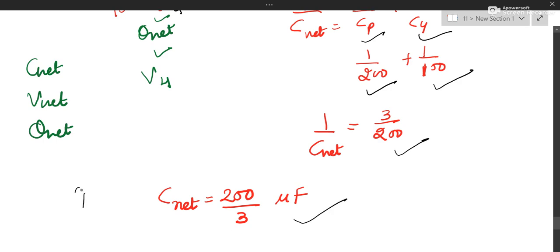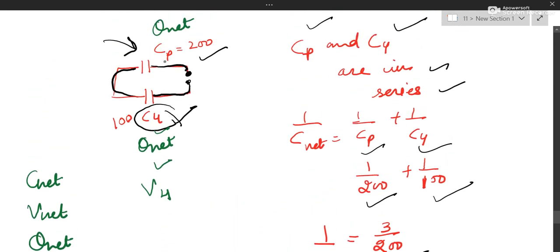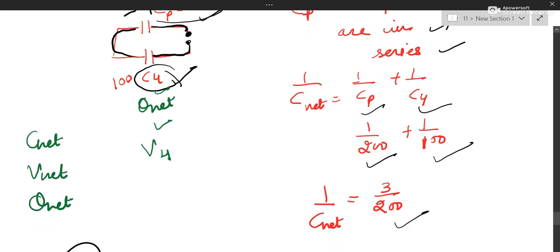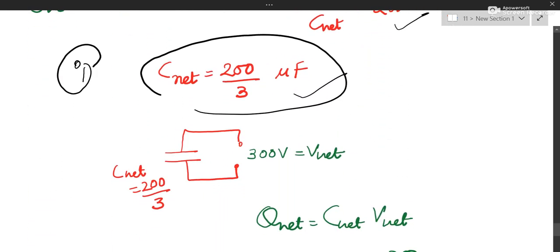So this is one part of the question, that the equivalent capacitance is to be told. Now the answer of both C4 and CP is C net, which is this. So draw that single capacitance. This is C net. A single capacitance is left now. Everything is sorted.